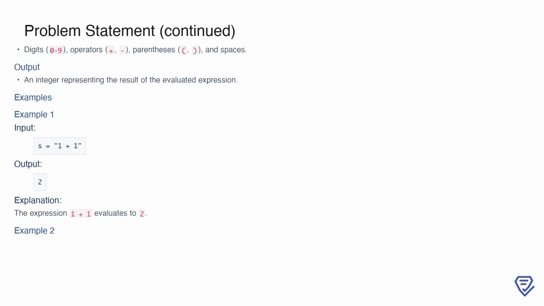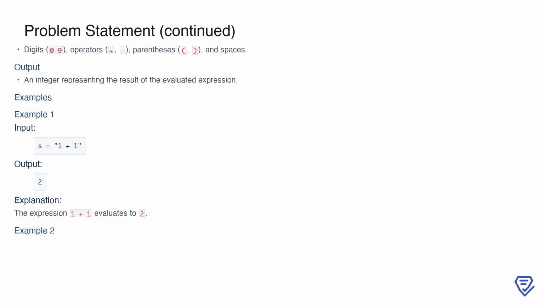The input to the problem is a string S with a length that ranges from 1 to 300,000 characters. This string may include digits, the plus and dash operators, parentheses for grouping, and spaces that don't affect the computation. The output of the problem is a single integer representing the evaluated result of the expression. Let's look at some examples to better understand how the calculator should work.